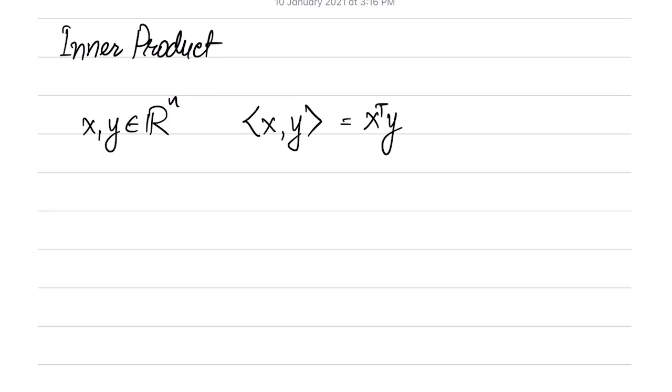Another way of saying the same thing is that you are summing i equal to 1 to n of x_i y_i. So this is like entry-wise multiplication, and then summation.